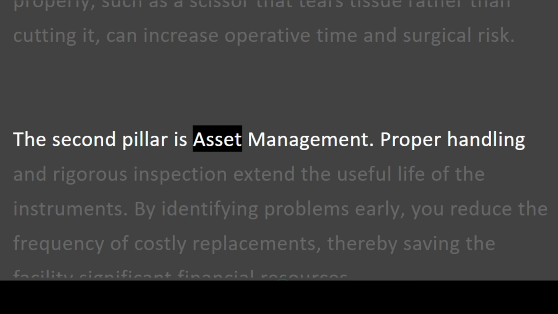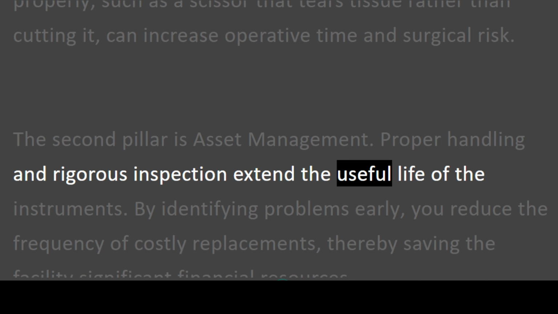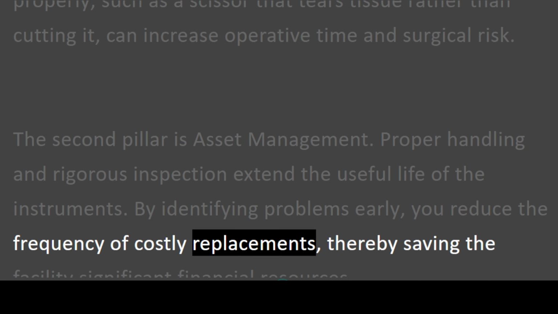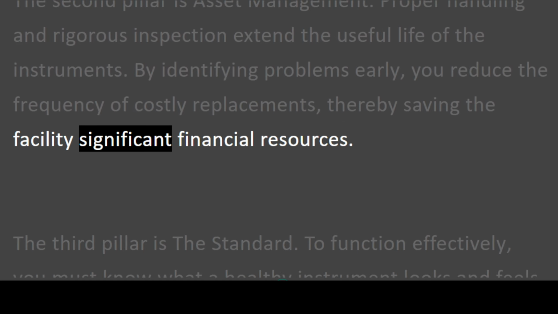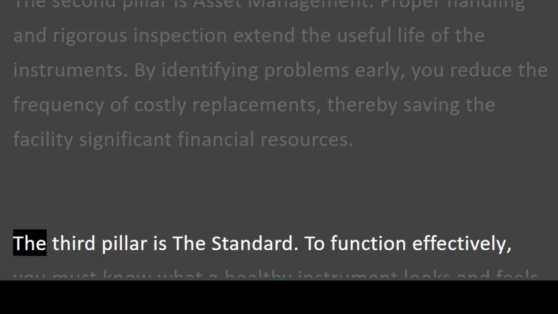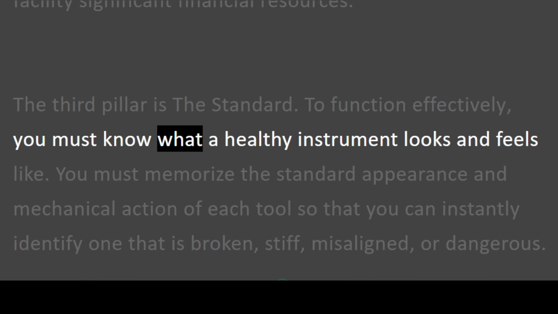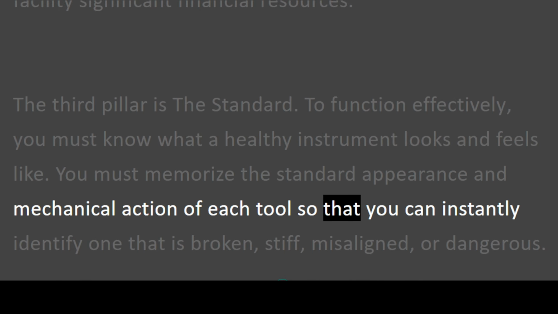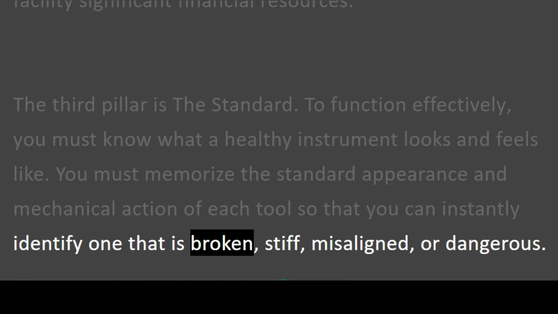The second pillar is asset management. Proper handling and rigorous inspection extend the useful life of the instruments. By identifying problems early, you reduce the frequency of costly replacements, thereby saving the facility significant financial resources. The third pillar is the standard. To function effectively, you must know what a healthy instrument looks and feels like. You must memorize the standard appearance and mechanical action of each tool so that you can instantly identify one that is broken, stiff, misaligned, or dangerous.